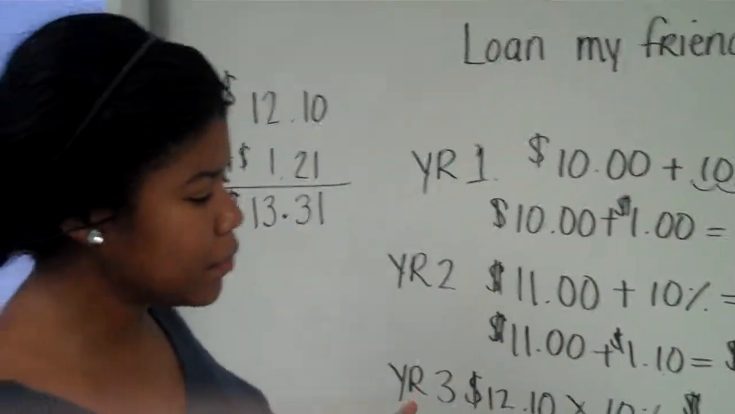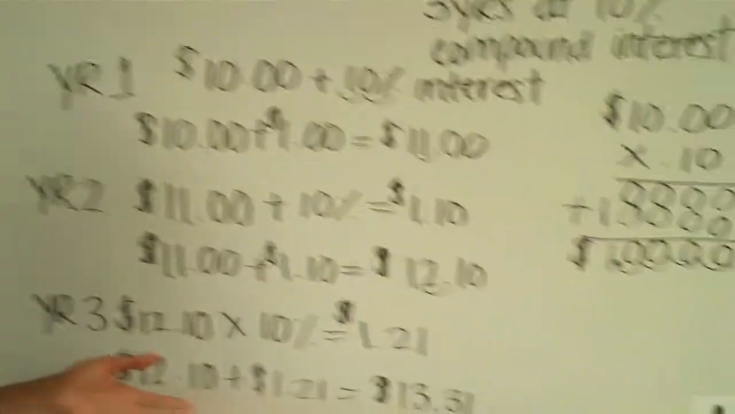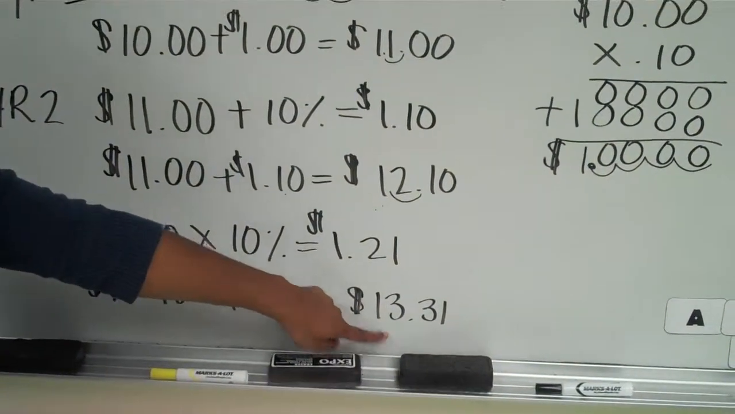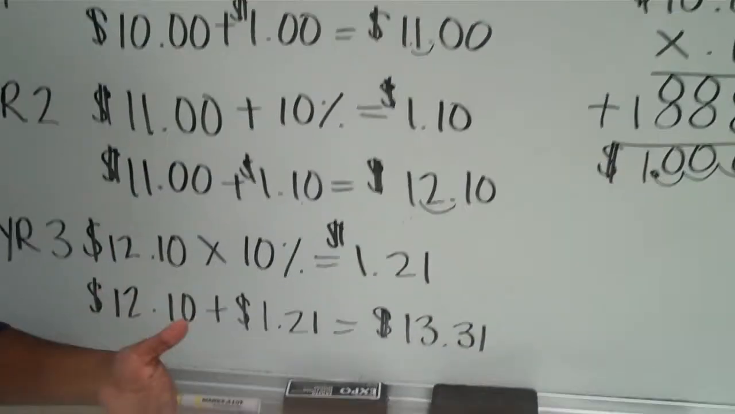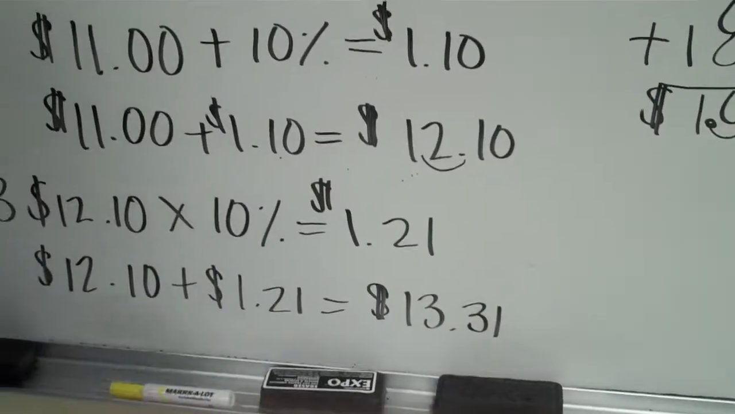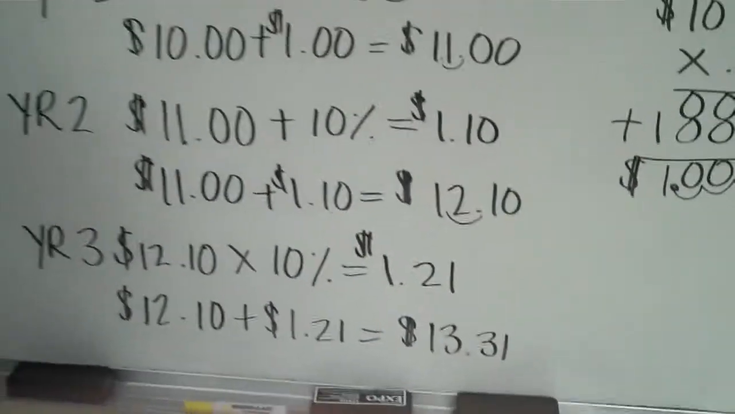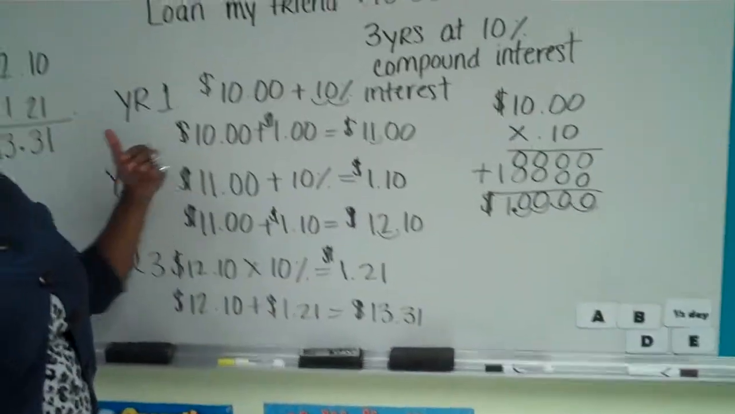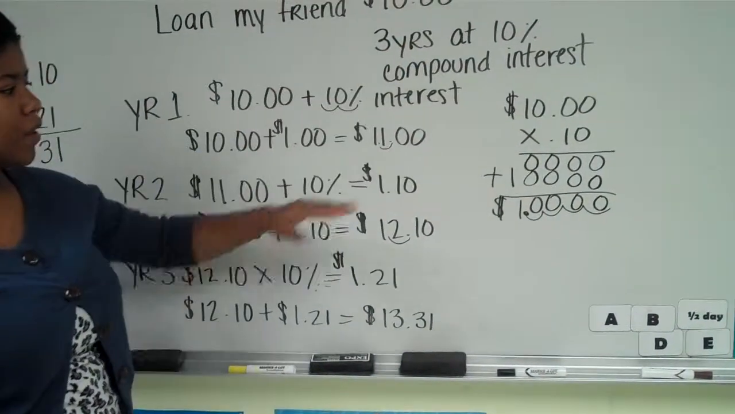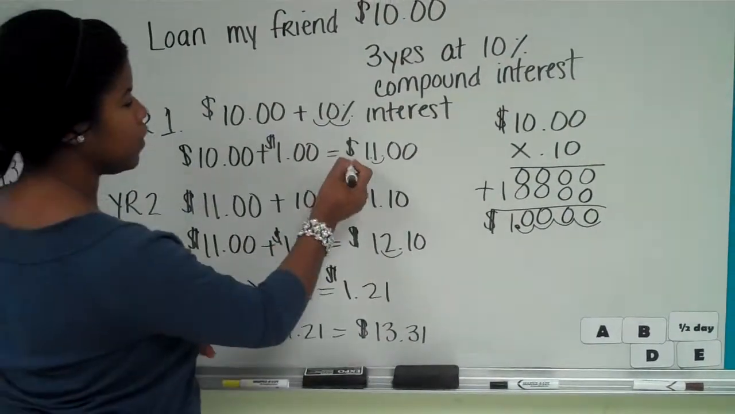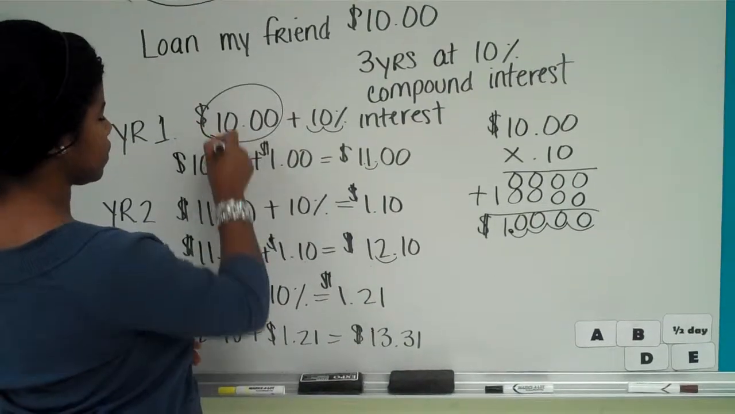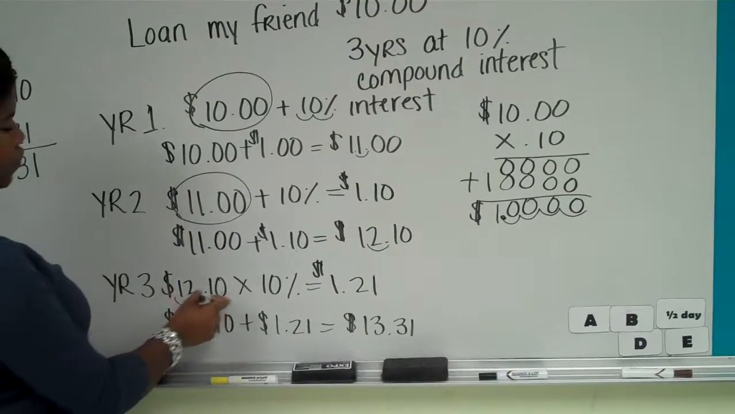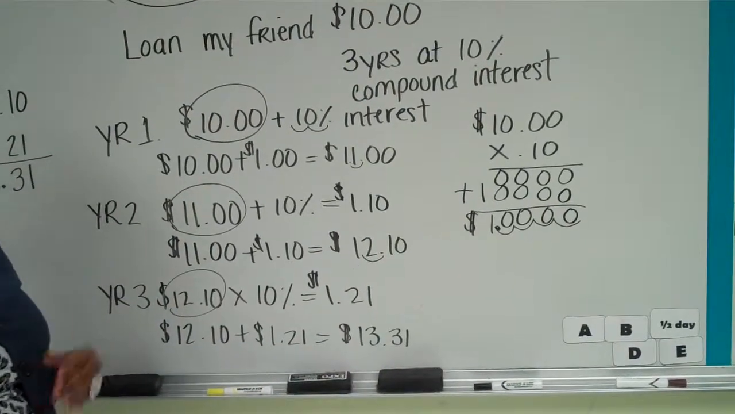Year 4 would be 10% on what amount? You're right, 10% on $13.31, because each year you're paying that 10% on the new amount. So please replay this video, back it up. You can use any set of numbers you want, but understand that compound interest means you pay the same percent, but on the new amount each time. Year 1, we paid it on $10. Year 2, we paid it on $11. Year 3, we paid it on $12.10.